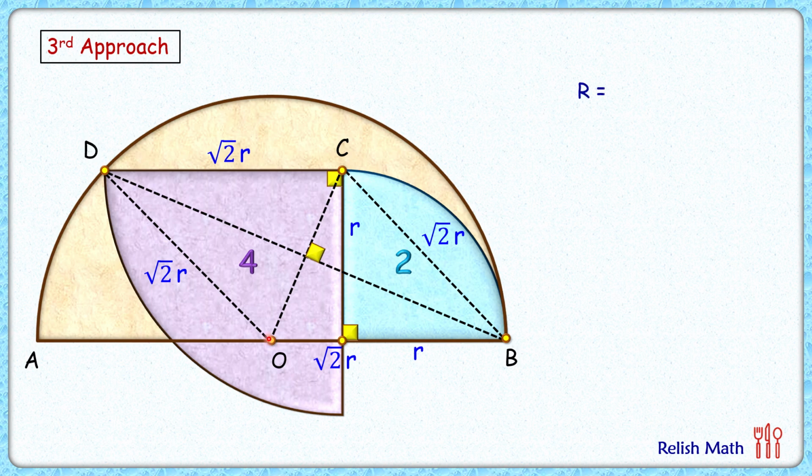So here we can say the radius of this semicircle is root 2R, and as the radius is root 2R, which is the same as the radius of the quadrant, we can say the area of this semicircle is 2 times the area of the quadrant, which is 2 times 4 or 8 centimeters square, and that's our answer.